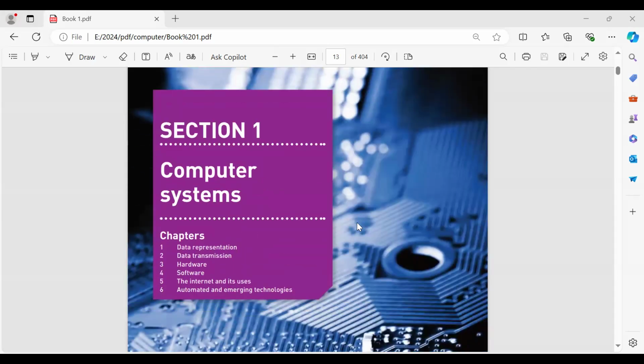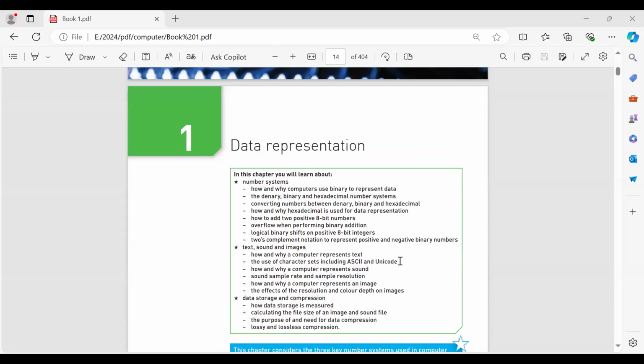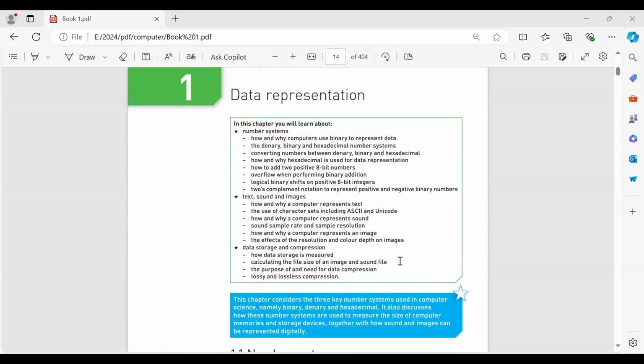So this is section one, computer system, and this is chapter one, data representation. Now let me know, do you have any idea about computer? What it does? Can you define something? Can you define what is computer?